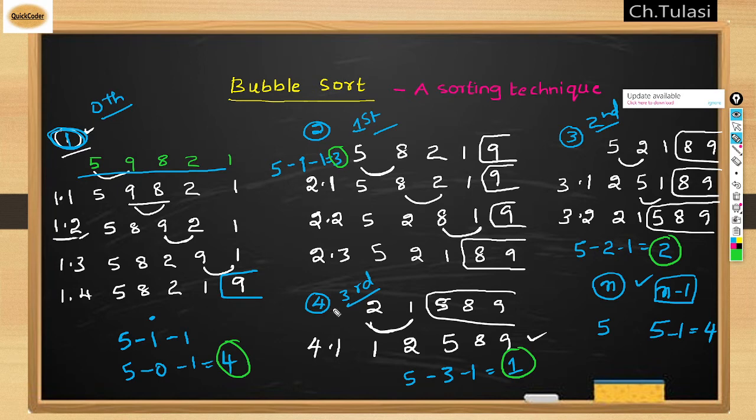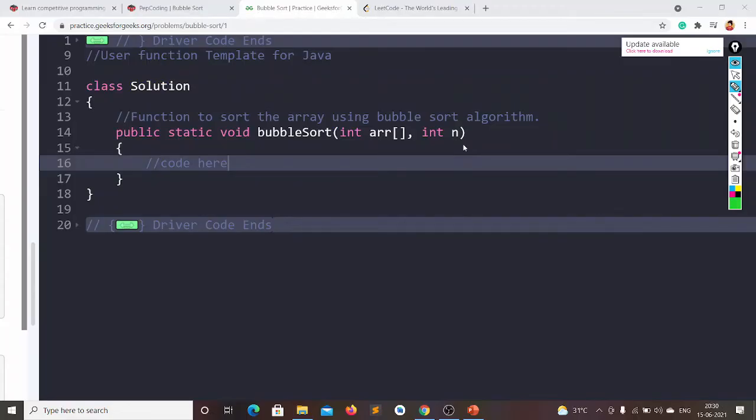I want to explain this with programming also, so let's get started with some programming. Okay friends, now I started coding. I have my array in this bubble sort function, and I have n. n is the total number of elements in this array. Let's start coding now.